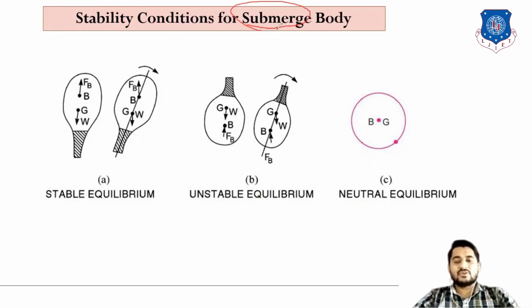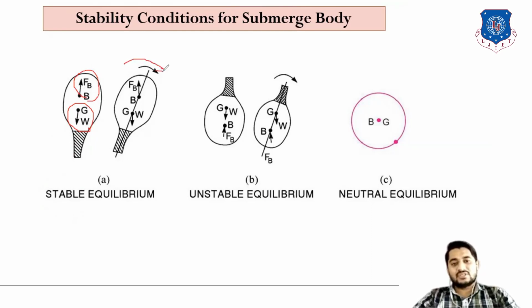For a fully submerged body, we have taken an air bubble as an example, because air is also considered a kind of fluid. Now let us take the stable equilibrium condition. The first case is when G is below B, the center of gravity is below the center of buoyancy. The heavy portion is highlighted here, so the center of gravity is on the downward side. From the center of gravity, weight acts downward, and the buoyancy force acts upward.